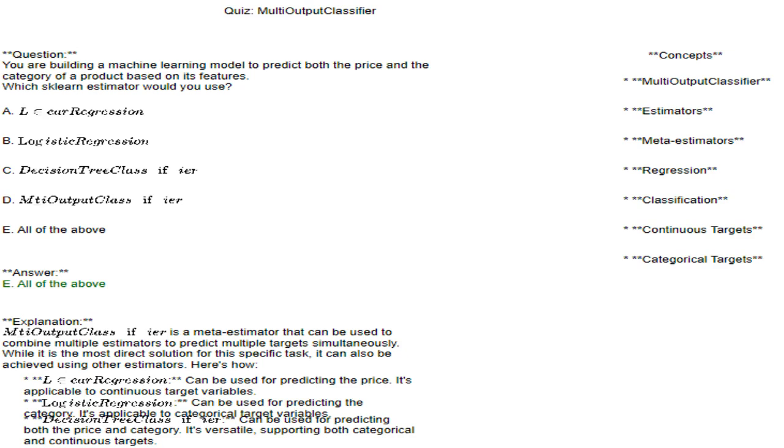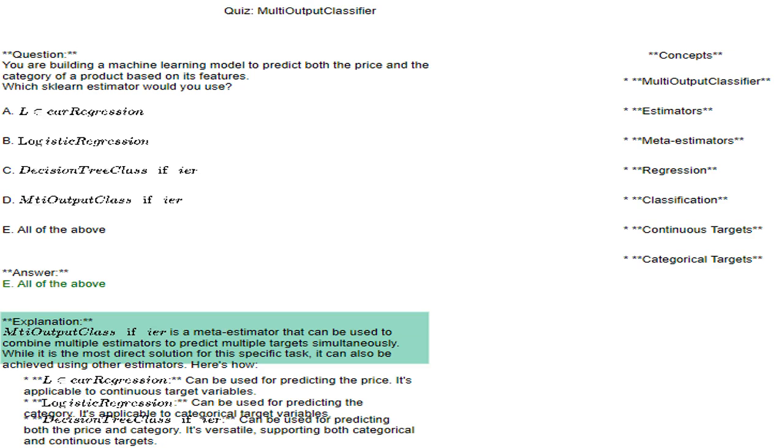You are building a machine learning model to predict both the price and the category of a product based on its features. Which sklearn estimator would you use? A. Linear regression. B. Logistic regression. C. Decision tree classifier. D. Multi-output classifier. E. All of the above. E. All of the above.